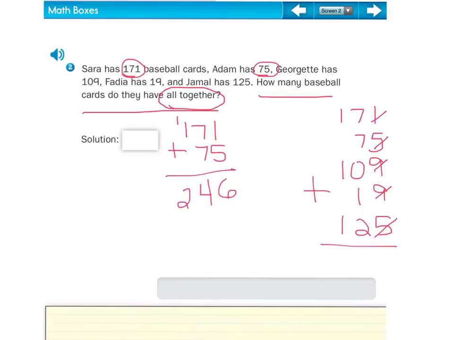That's not the end of my problem. I want to know how many they have all together, so I still need to add the rest of the people and how many cards they had. So the next number I'm going to look at is 109. So I'm going to take that 246 and add 109 to that. Again, only looking at 2 numbers. Now I'm looking at the 6 and the 9. So 9 plus 6, 15. 1 plus 4 plus 0 is 5. 2 plus 1 is 3. The next number is 19, so I'm going to add a 19 to that. 5 plus 9.